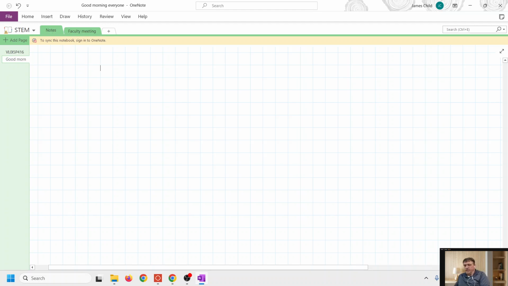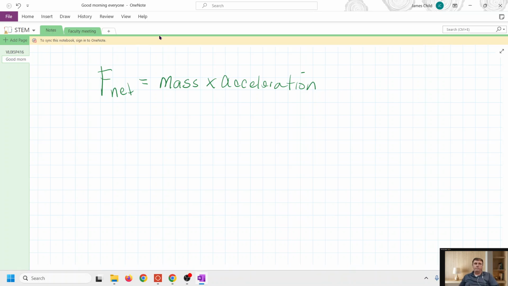So the math for this is the net force is equal to mass times acceleration. Okay, that means that if the mass remains the same and the acceleration increases, then the net force must increase as well. Okay, now this, excuse me, I'm going to cough for a minute. Let me pause the video.